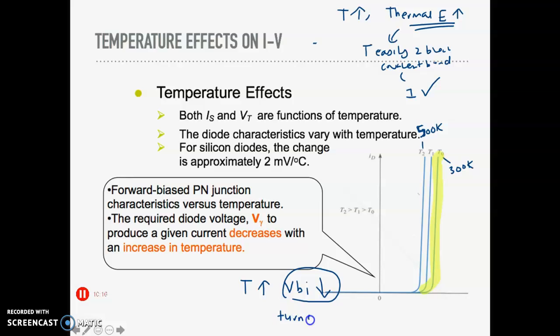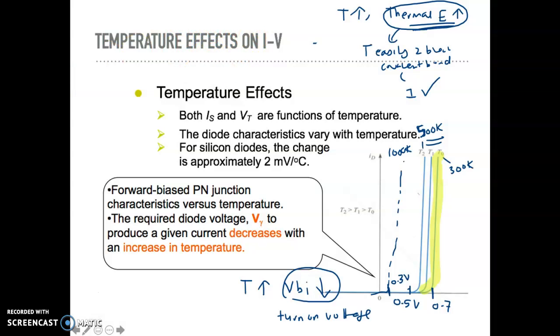Imagine this one is your turn on voltage. Why does it become lower? Because you have extra energy provided inside the PN junction. So you just need a very small voltage. Let's say here is 0.7. As you increase the temperature, you only need, let's say, 0.5 volt for your diode to turn on. If you keep increasing your temperature, your IV curve will shift further forward, maybe to 0.33 volt. So that's the relation of how temperature affects the IV characteristic.